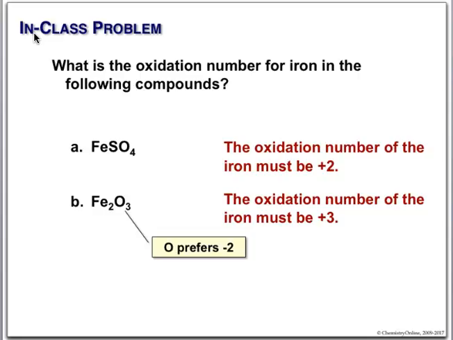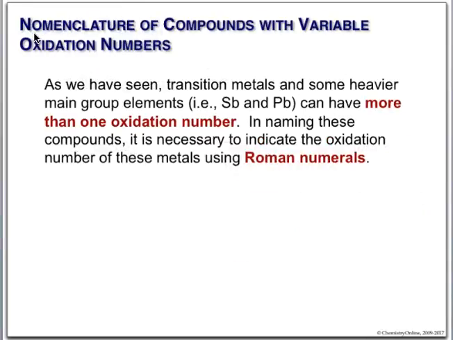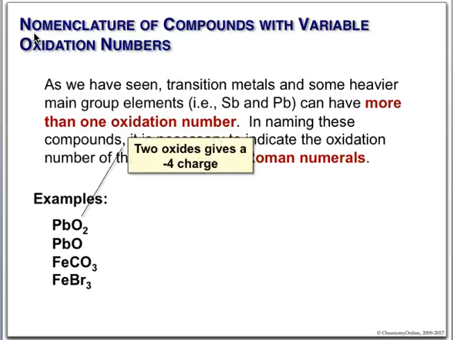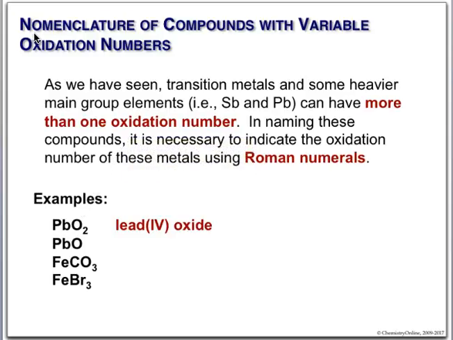Now, like I said, back with nickel, the way we write this, the way we show this, is to use the charge or the oxidation number in Roman numerals. So for our PbO2, this is going to be a -4, so the lead must be a +4. We would write lead 4 oxide. No space here.